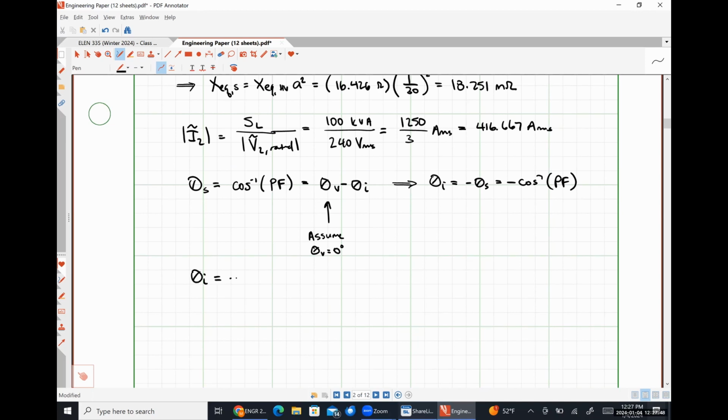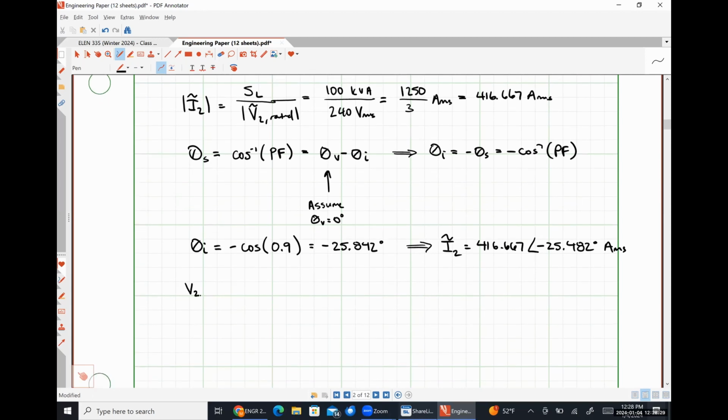So theta I will be negative the inverse cosine of 0.9 lagging. And that's going to come out to be negative 25.842 degrees. And from this, I2 is 416.667 angle negative 25.482 degrees amps RMS.